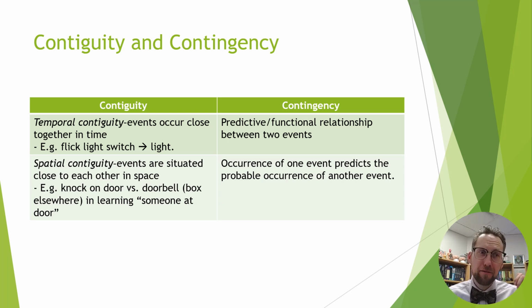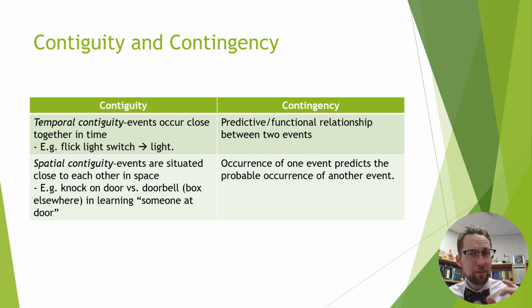If I flick a light switch, the light turns on. Not half an hour later, but immediately. Light switch, light. That is temporal contiguity, because these two things occur closely together in time. And then you have spatial contiguity. That refers to events that are situated closely together in space.